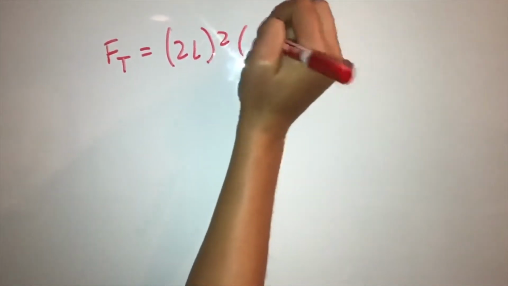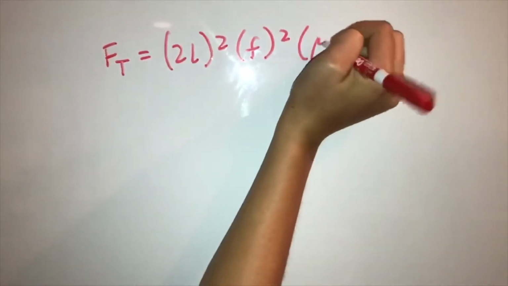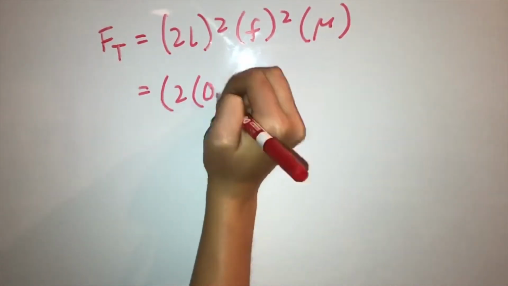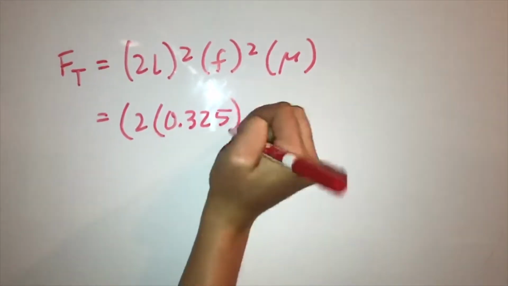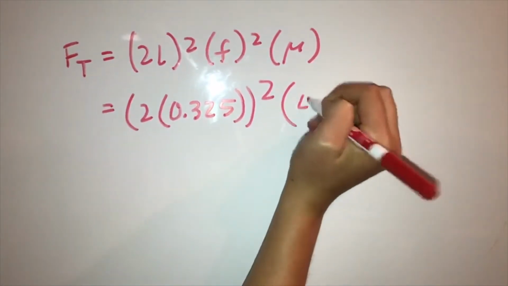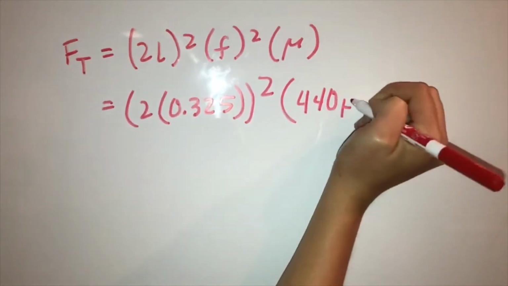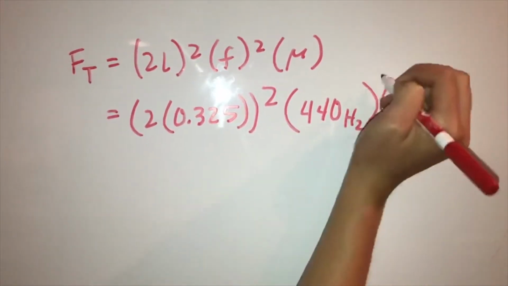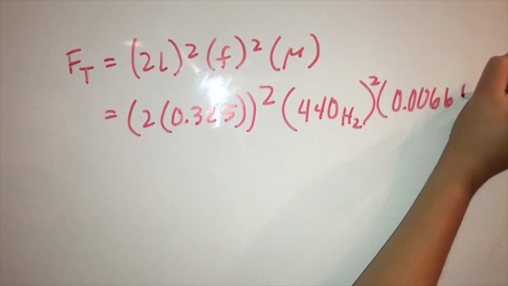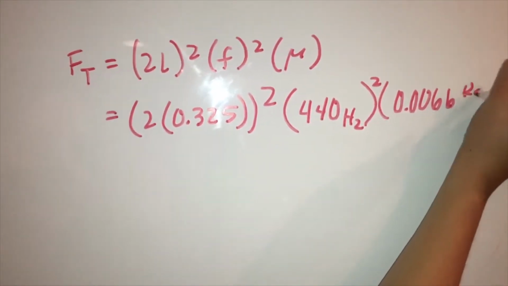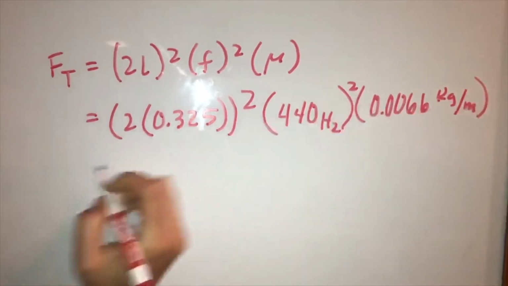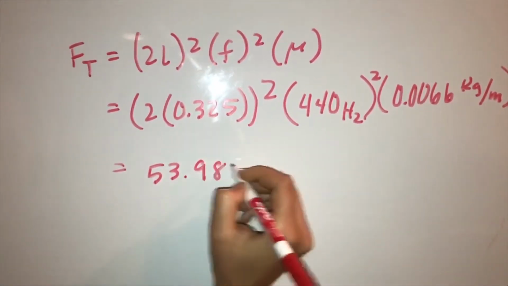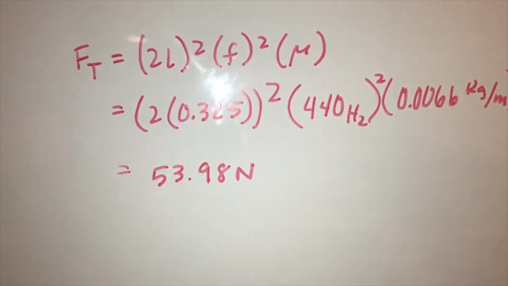We know that the length of our violin string is 0.325 meters, so we are able to plug that in for the 2L, which signifies the wavelength. We also know that for an A string in a violin, the frequency is 440 hertz, and we found that the linear mass density of our string was 0.006 kilograms per meter. Solving for the tension, we have 53.8 newtons.